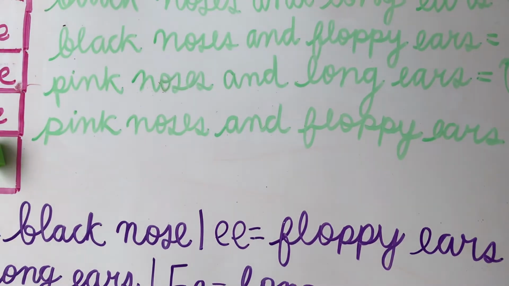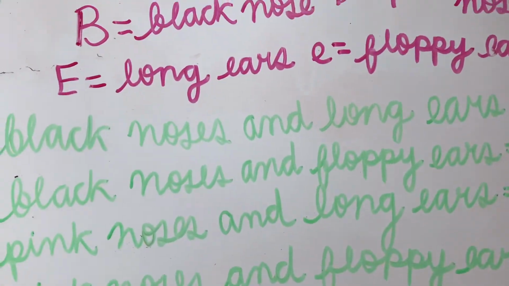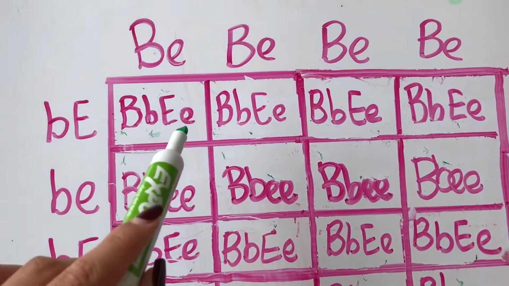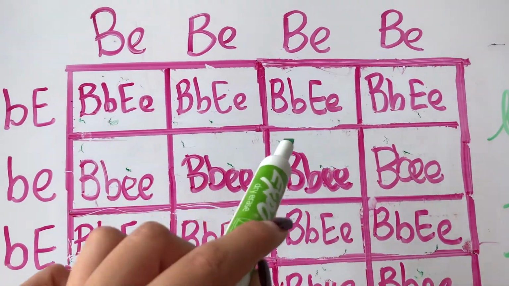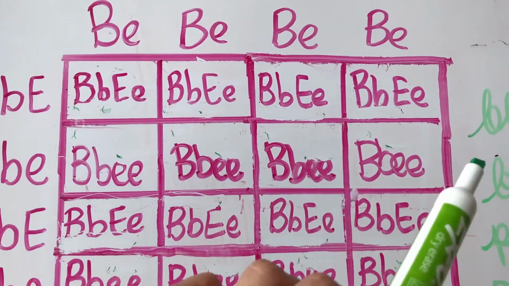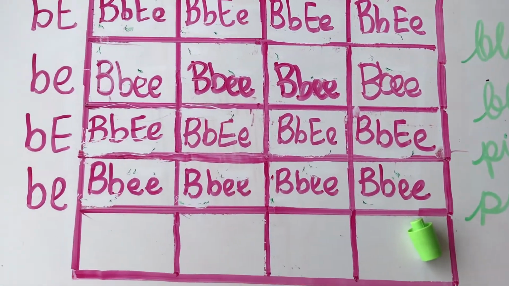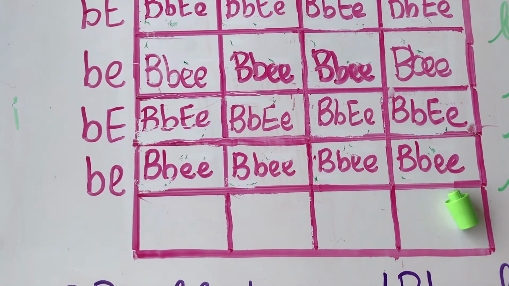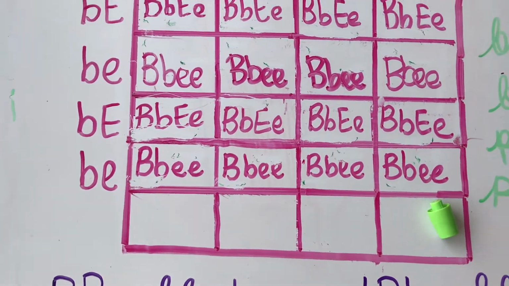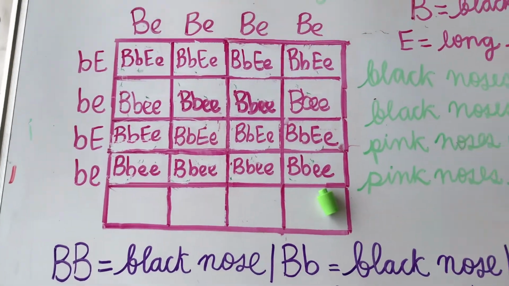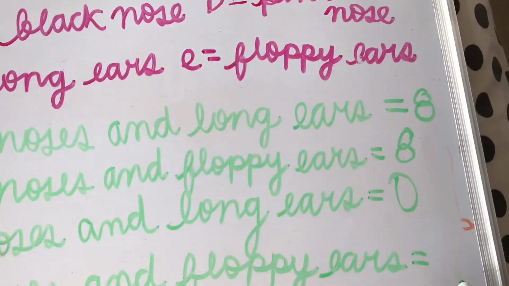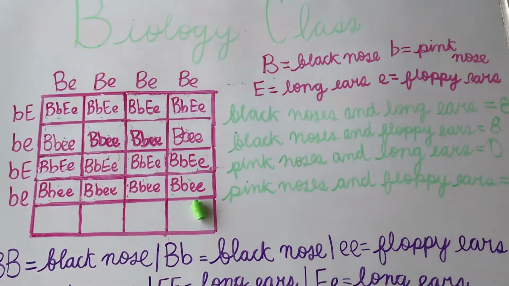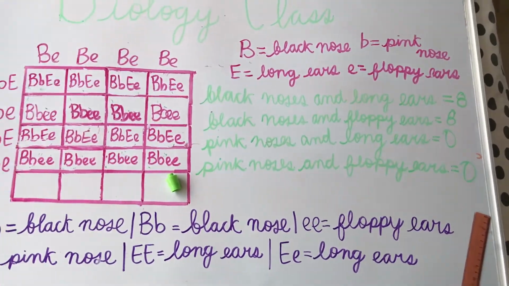The same with pink noses and floppy ears. We know that floppy ears is lowercase e, and we can see that there is lowercase e in these ones, but there is no rabbit that has the pink nose trait. So in this one as well it is 0. And that is the end of exercise 1.